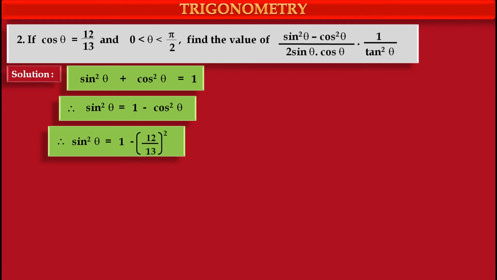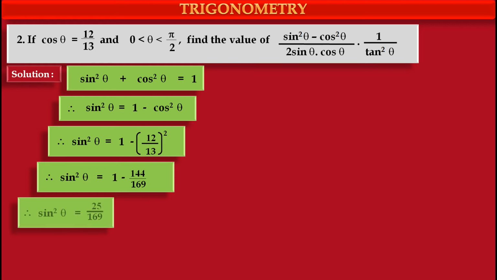Therefore, substituting the given value of cos theta, we get sin square theta is equal to 1 minus, in bracket, 12 upon 13, bracket square. So solving the bracket, we get sin square theta is equal to 1 minus 12 square, that is 144, upon 13 square, that is 169. Therefore solving our right hand side, we get sin square theta is equal to 1 minus 144 upon 169, that is 25 upon 169.